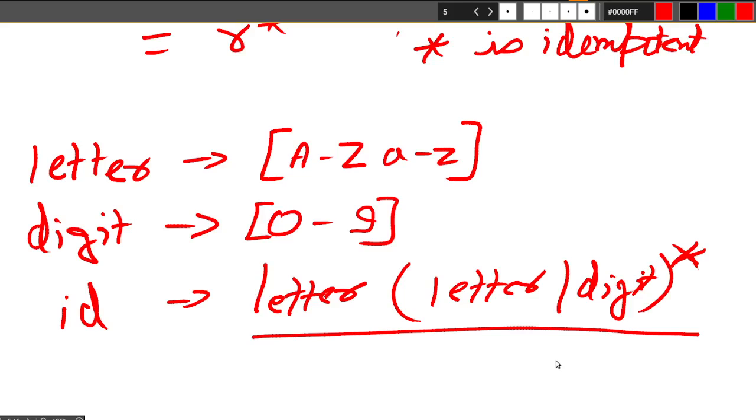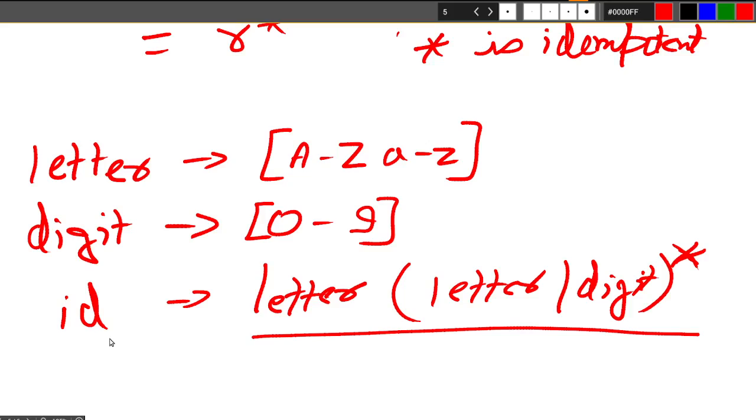So any lexeme which is starting with a digit, not a letter, will not be considered as an identifier. A token will be generated for it as a digit. However, if you have a pattern like this, where there is a letter, and after that any combination of letters and digits, then the token will be generated as ID. So in this way we have to define.